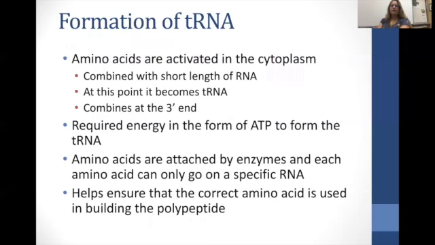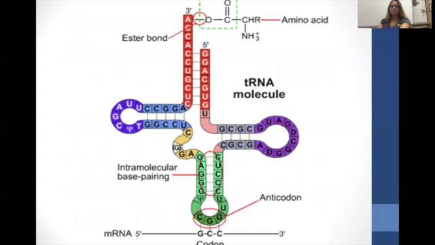tRNA amino acids are activated in the cytoplasm. At this point, it becomes tRNA and it combines at the 3' end. Requires energy in the form of ATP to form and attach to the tRNA. The amino acids are attached by enzymes, and each amino acid only goes on a specific tRNA. Helps ensure that the correct amino acid is used in building the polypeptide.